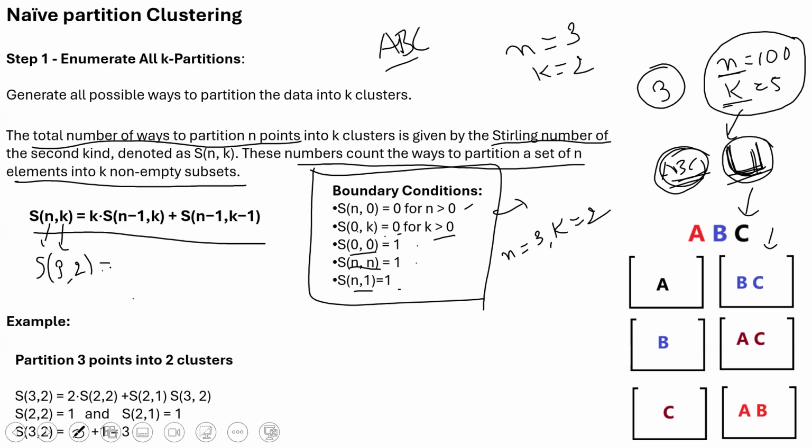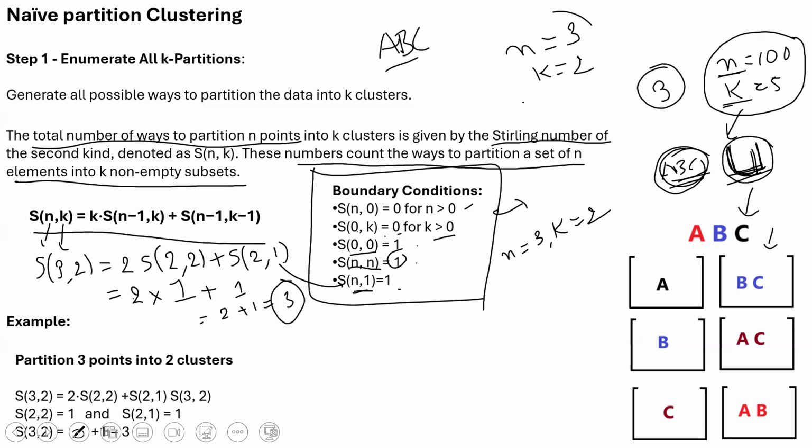So S of 3 comma 2 is nothing but k, which is 2, into S of 3 minus 1, which is 2, comma k, which is 2, plus S of n minus 1, which is 2, comma k minus 1, which is 1. So this is equal to 2 into S of 2 comma 2, which is nothing but 1, plus S of 2 comma 1. This is S of n comma 1, so this is 1. So it comes down to 2 plus 1, which is 3.